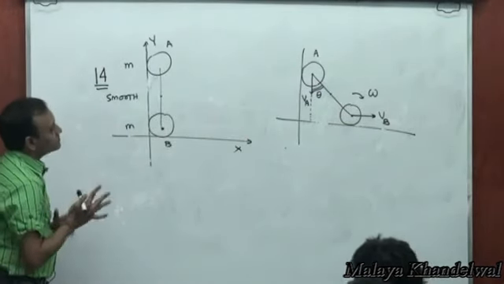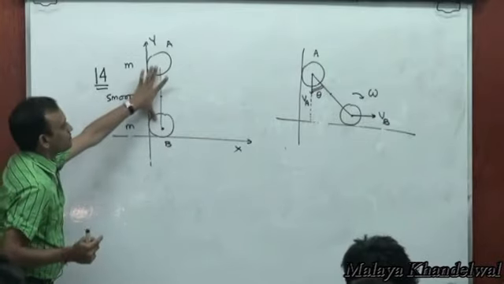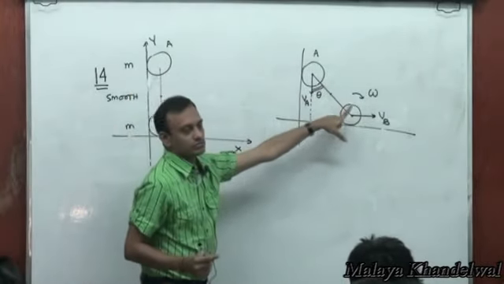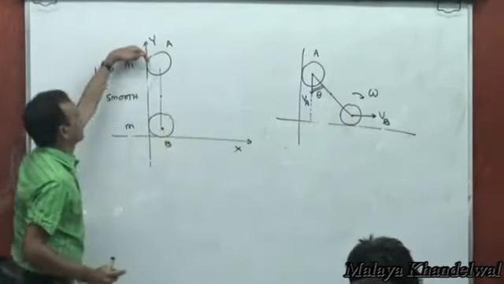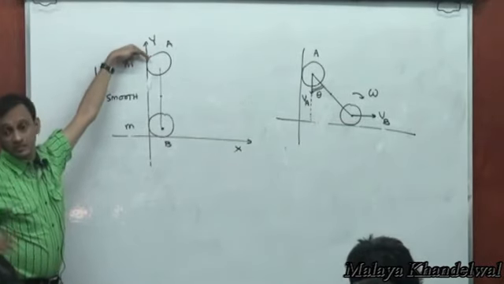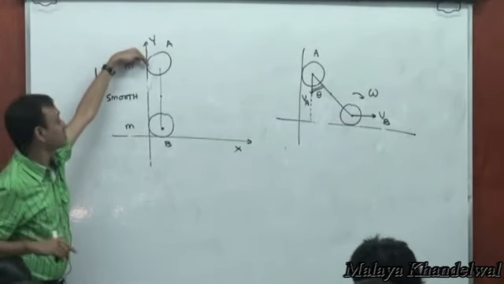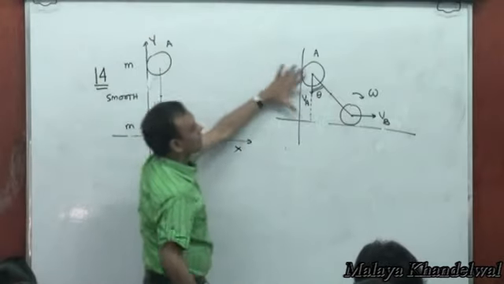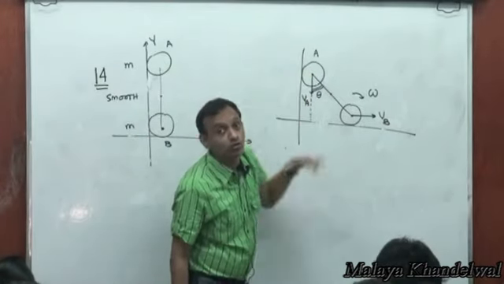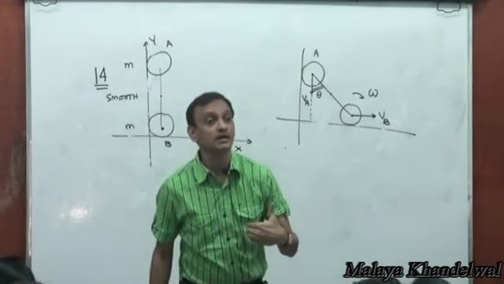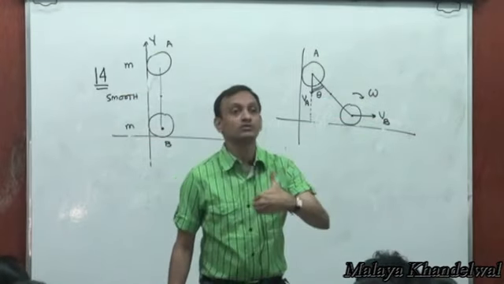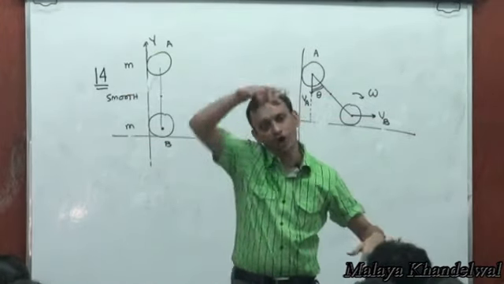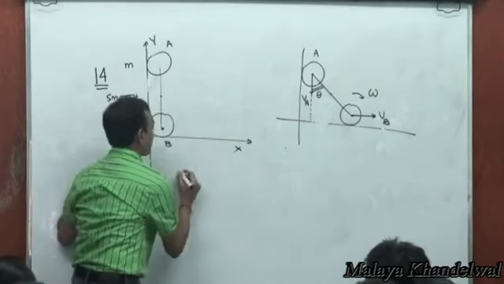Now, from this state to this state, the entity A has lost elevation. It was at a height L. Now it's at a height L cos theta. So the elevation that it has lost is L minus L cos theta, resulting in loss of potential energy for the upper sphere, right?